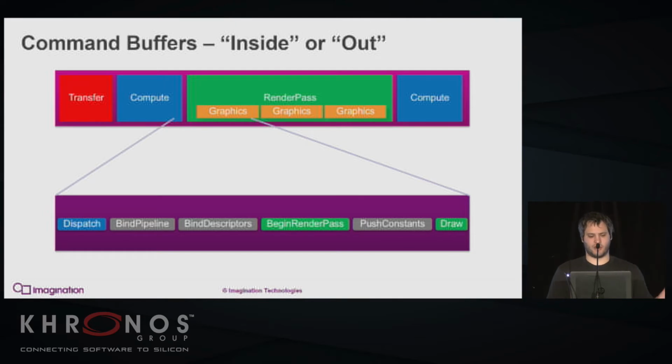So this is just a blow-up of saying you've got a dispatch, then you're binding a bunch of state, beginning your render pass, and you're going to submit a whole bunch of draw calls. But this poses a problem. If a render pass has to be entirely within a single command buffer, how do we go multi-threaded? Because to go multi-threaded, we need multiple command buffers.